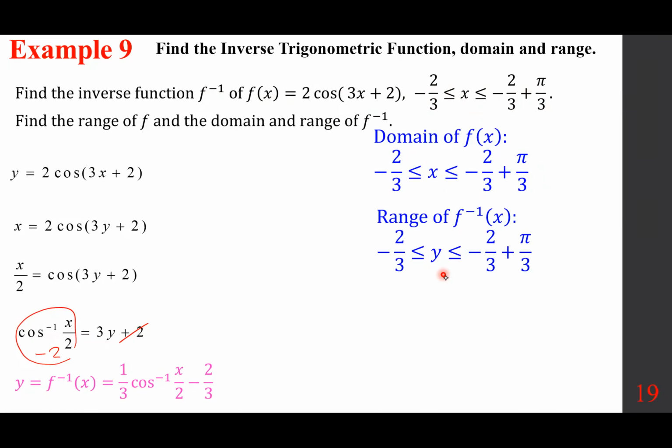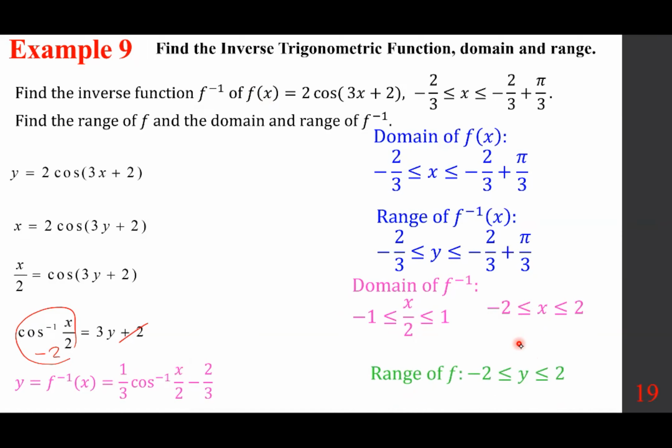Now, we can go to this and find the domain for this. And remember, this is 1/3 cosine inverse of x over 2 minus 2/3. This is what's important. And this must be between negative 1 and 1. So x over 2 is between negative 1 and 1. Multiply by 2 and you find x. So domain of f inverse is between negative 2 and 2. That means range of f is the same thing, between -2 and 2.